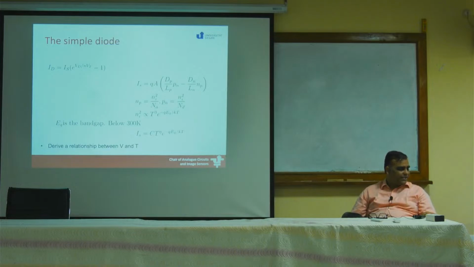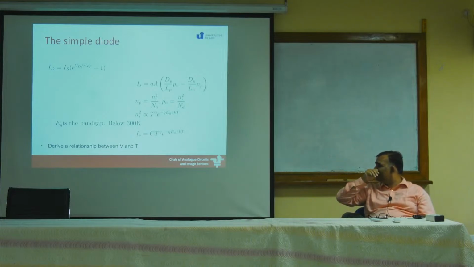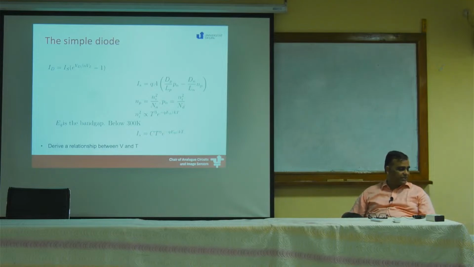So, as a relationship, we get an Is which becomes a fairly funny relationship to T to the power of a number which is not a nice number. But if you are just thinking in terms of temperature, the second last equation could be your Is relationship.